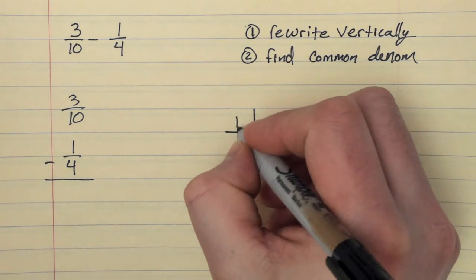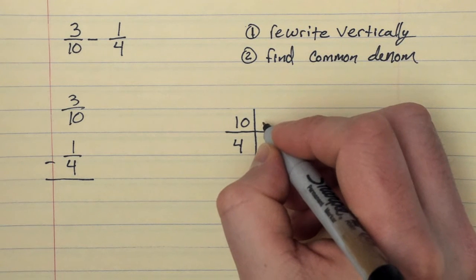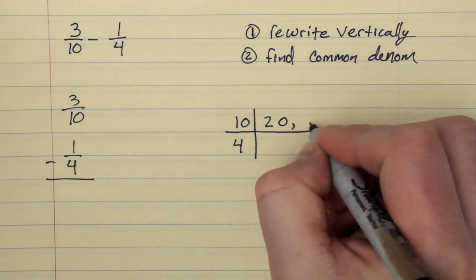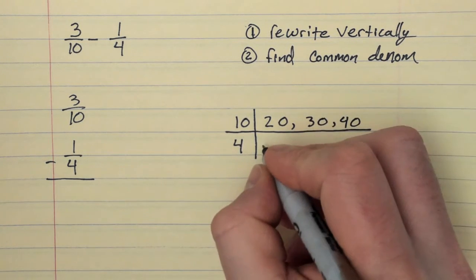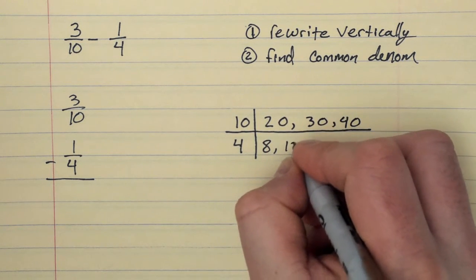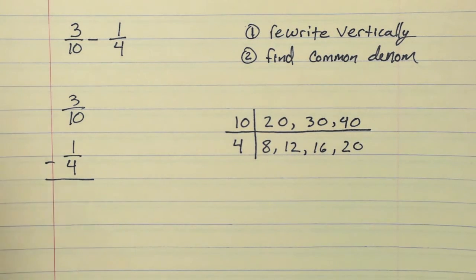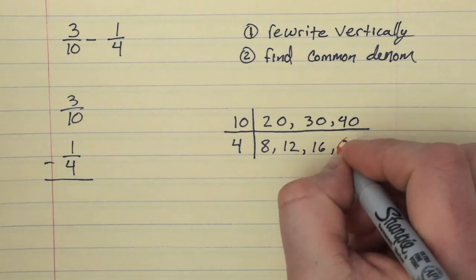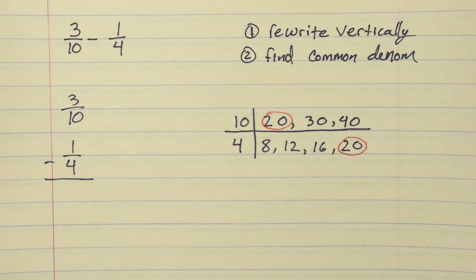So we're going to say, okay, 10, 4, and we're going to go 10, 20, 30, 40, and look, 40 is on there, but let's see, 4, 8, 12, 16, 20. So what is our least common denominator? The one that's actually 20. So we know we're going to now change both of these fractions.